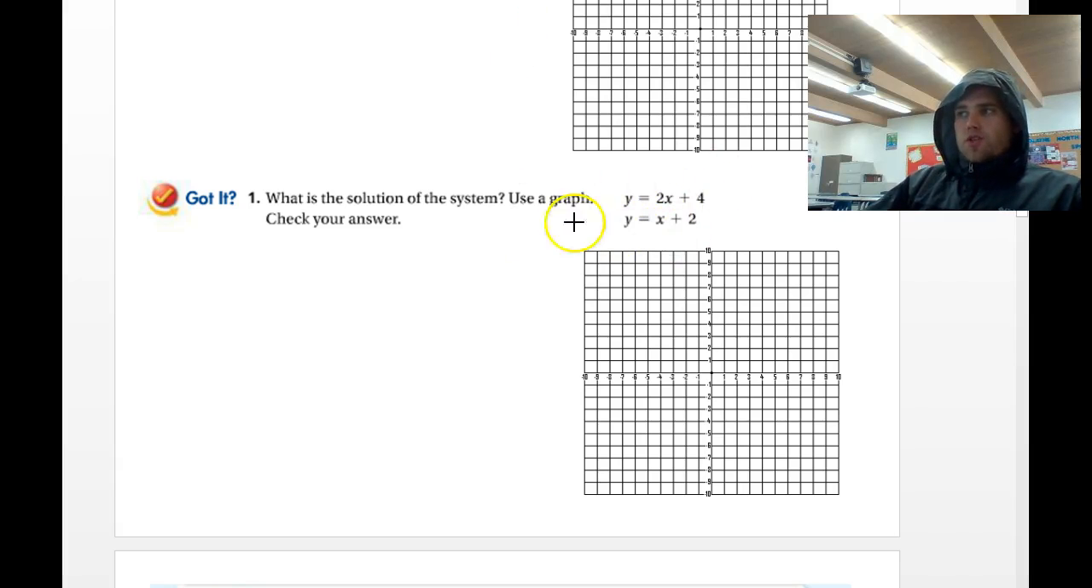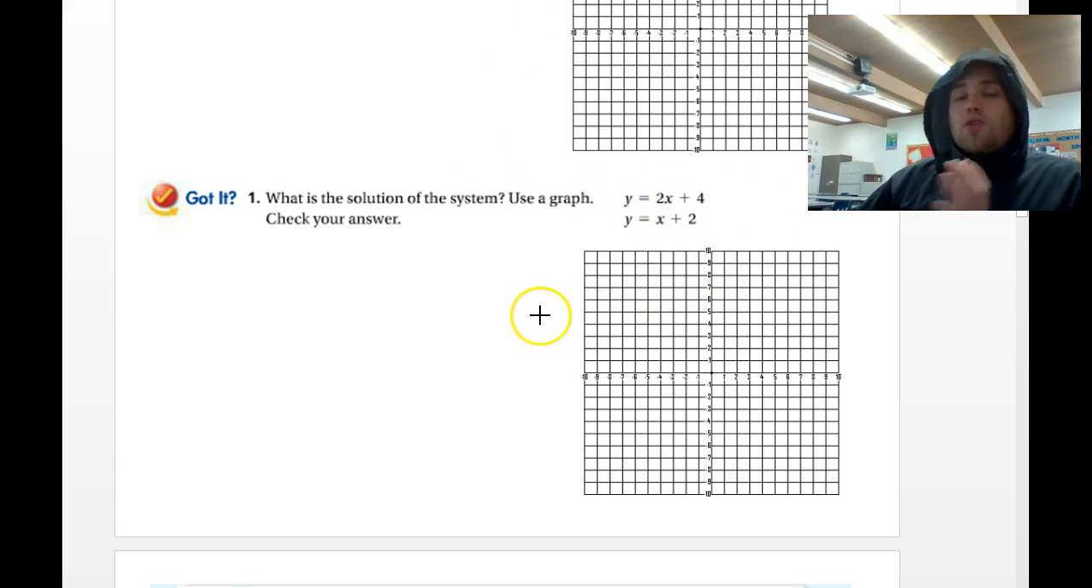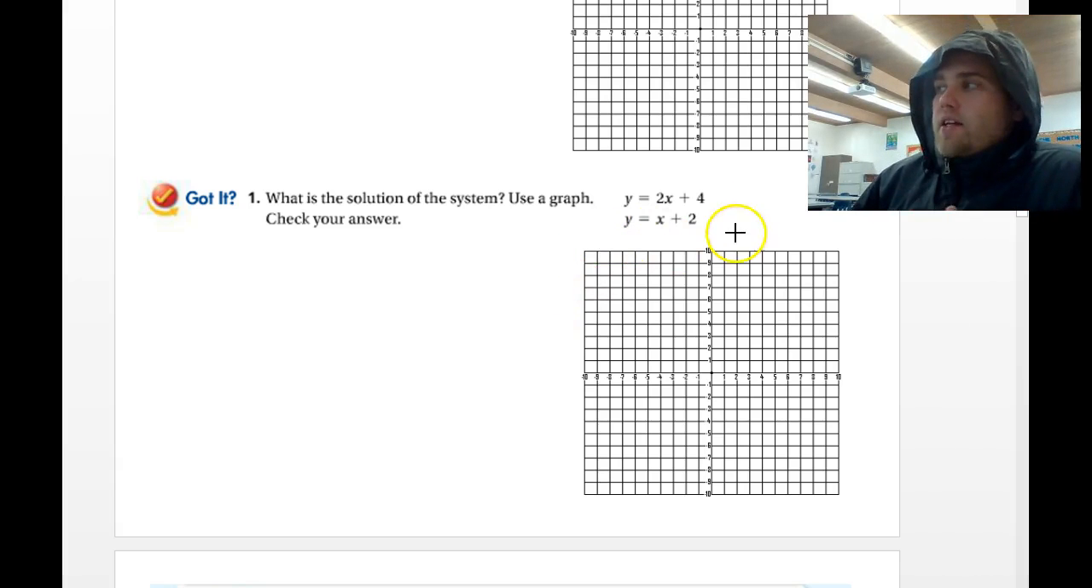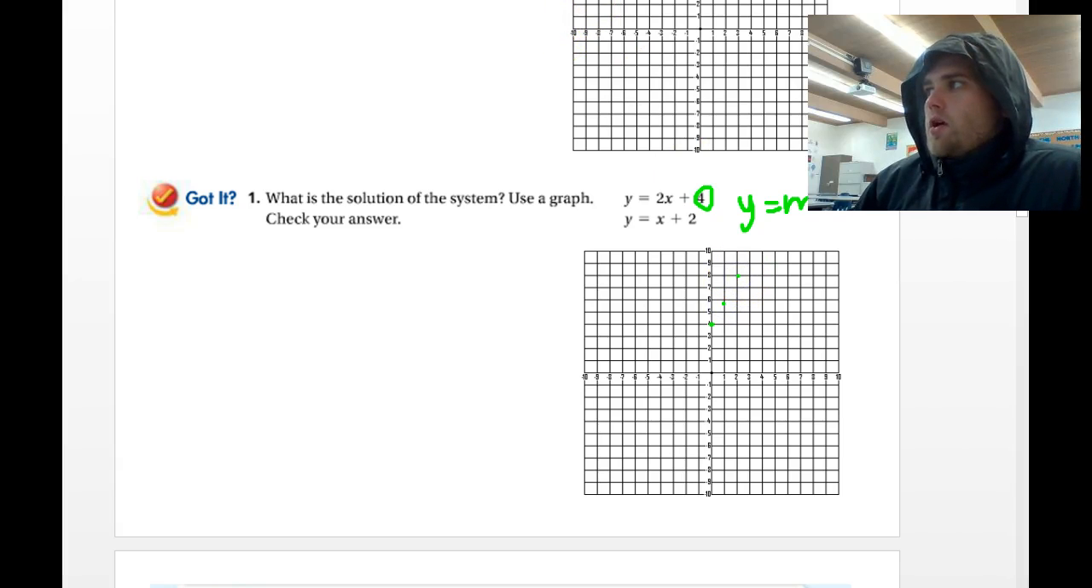We have our two equations here. Notice also, we haven't talked about this yet. They need to be in the y equals mx plus b form, which these are. So my first one, I start with 4, so I go up to 4 and make a dot, and then my slope is up 2 over 1, up 2 over 1. And so then we can draw a line. And there's my first equation.